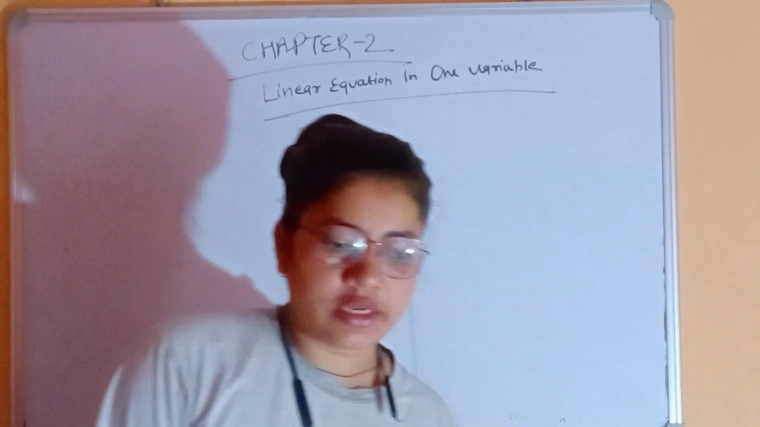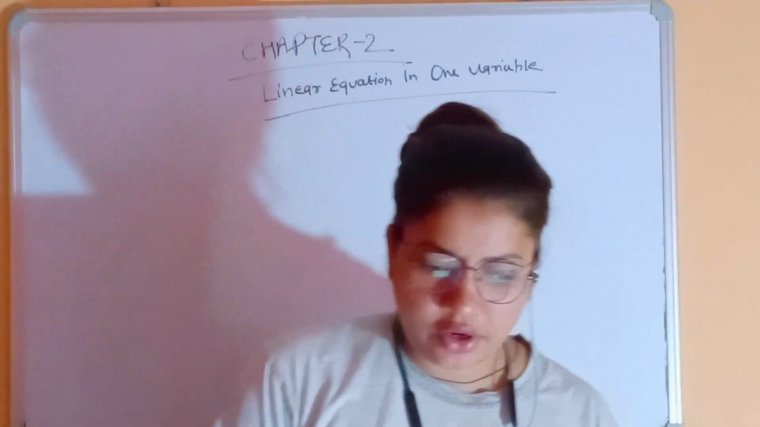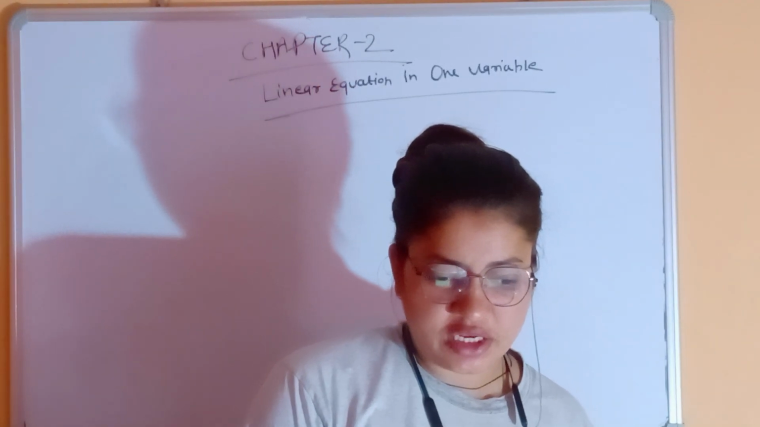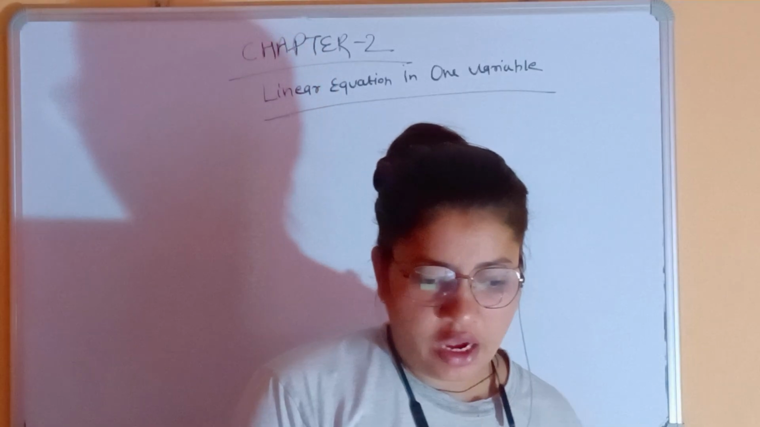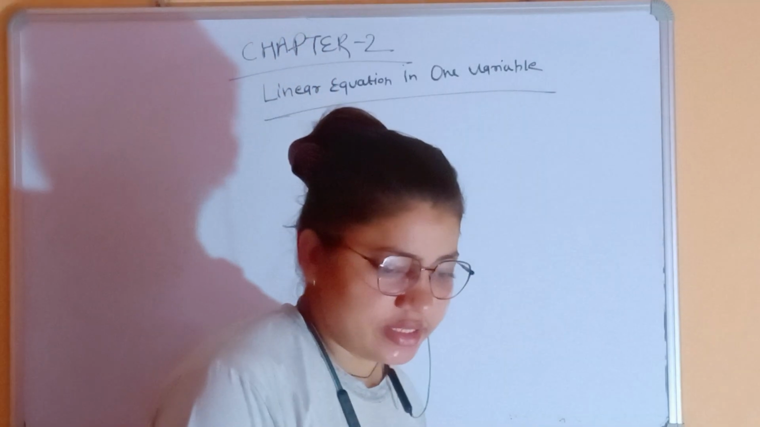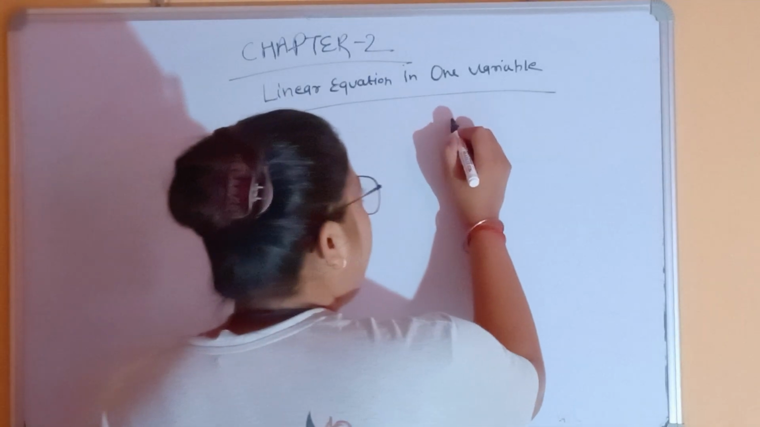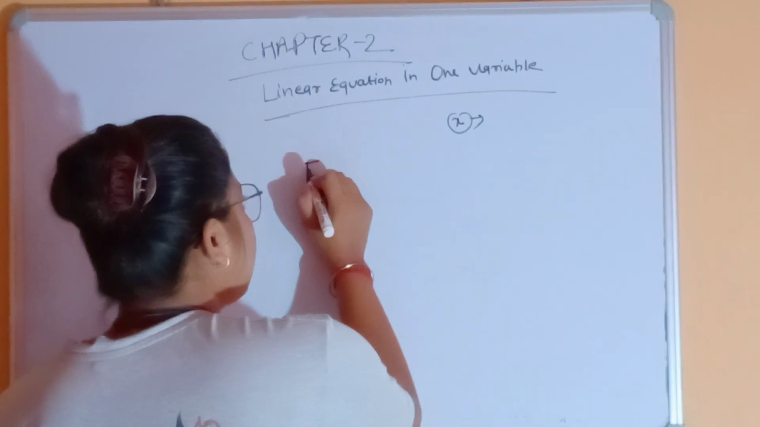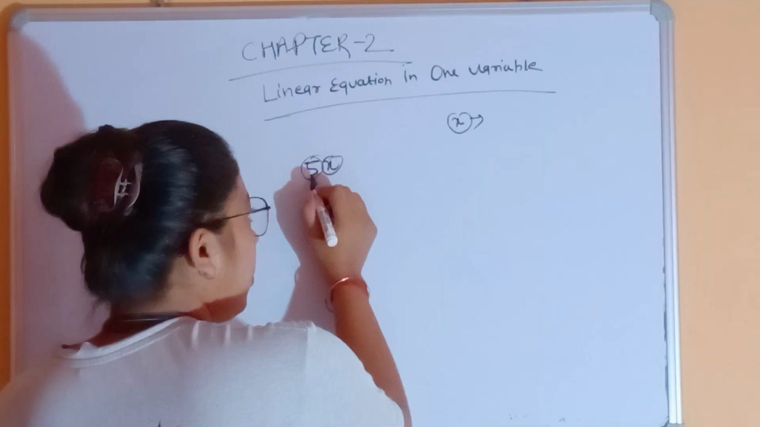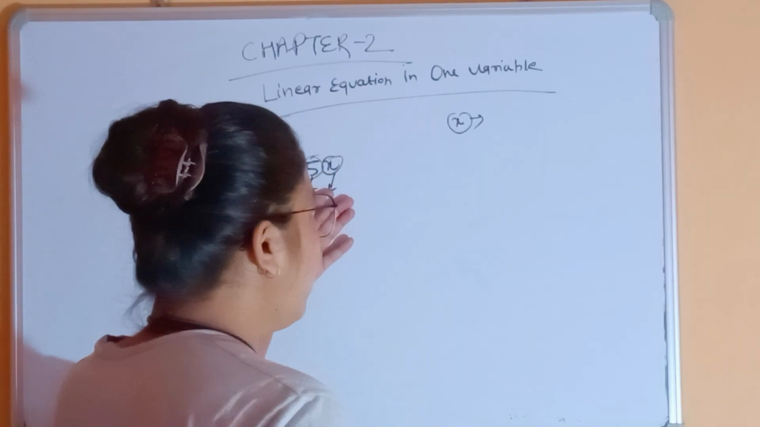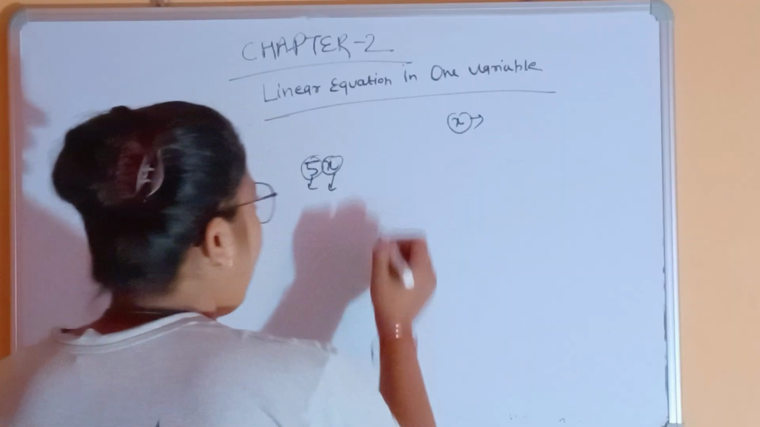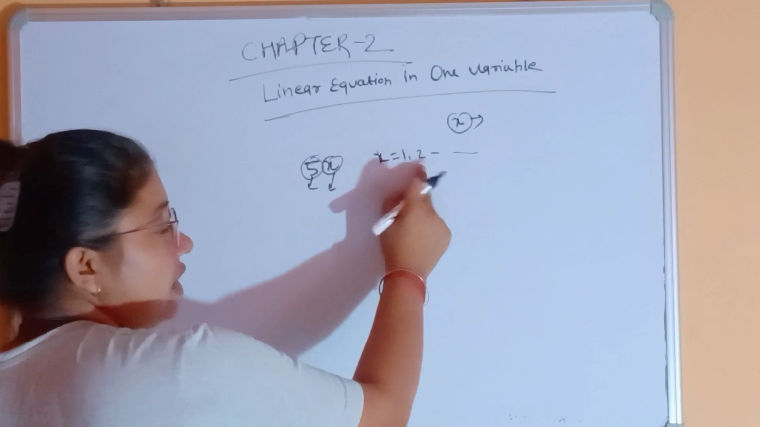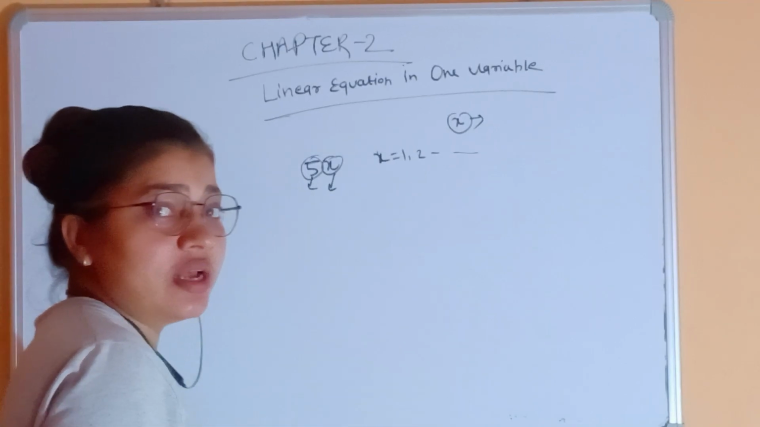In the earlier classes you have come across several algebraic expressions and equations. Some examples of expressions we have worked with are 5x, 2x minus 3. Here there is one variable, not two. Only x is the one variable in all examples. In 5x, 5 is a constant, x is a variable. The value of x can change to any number, like x equals 1, 2, 3, whichever number I want. So x is the variable, and 5 does not change. 5 is a constant number.